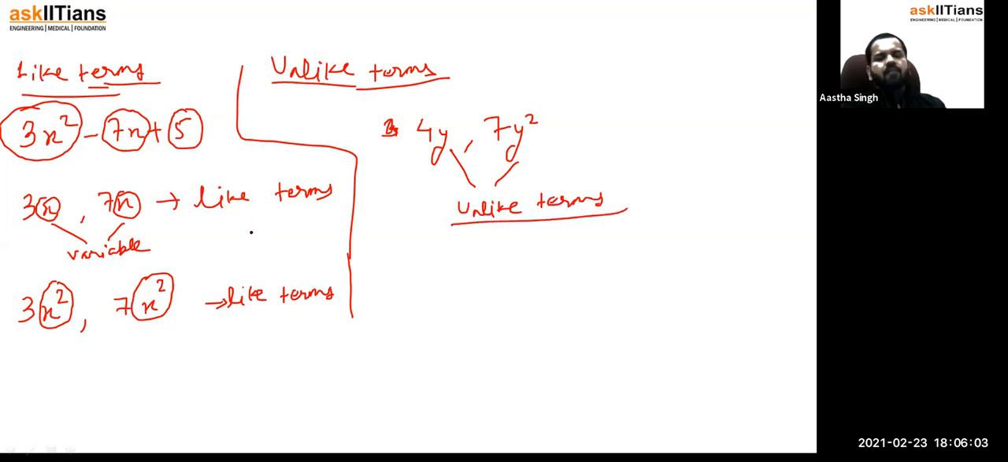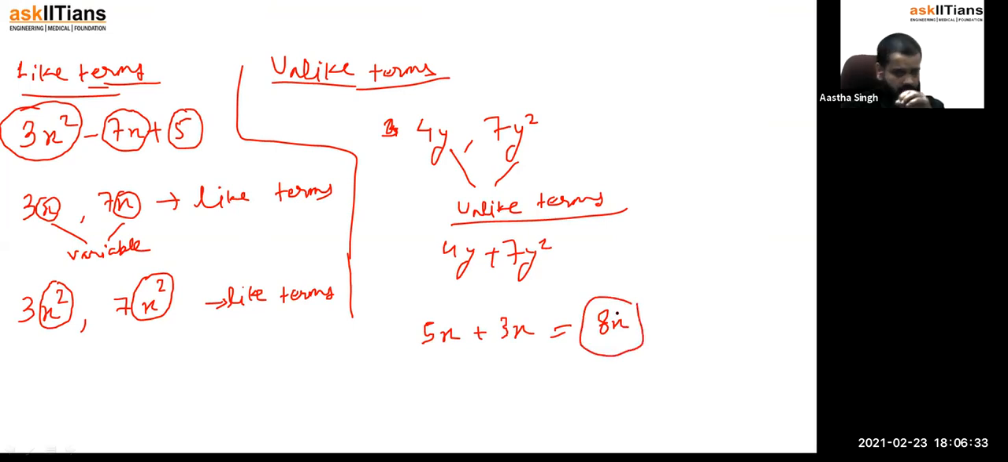Guys, like terms can be added, subtracted, multiplied, divided, but unlike terms cannot be added. You can't add 4y plus 7y square because these are unlike terms. But you can add and subtract like terms. Like 5x plus 3x: are these like terms or not? Yes, because the variable x is the same, so you can add them, and it is equal to 8x. Like terms can be added and subtracted, but unlike terms cannot be added or subtracted. I think you all have got the point, right?